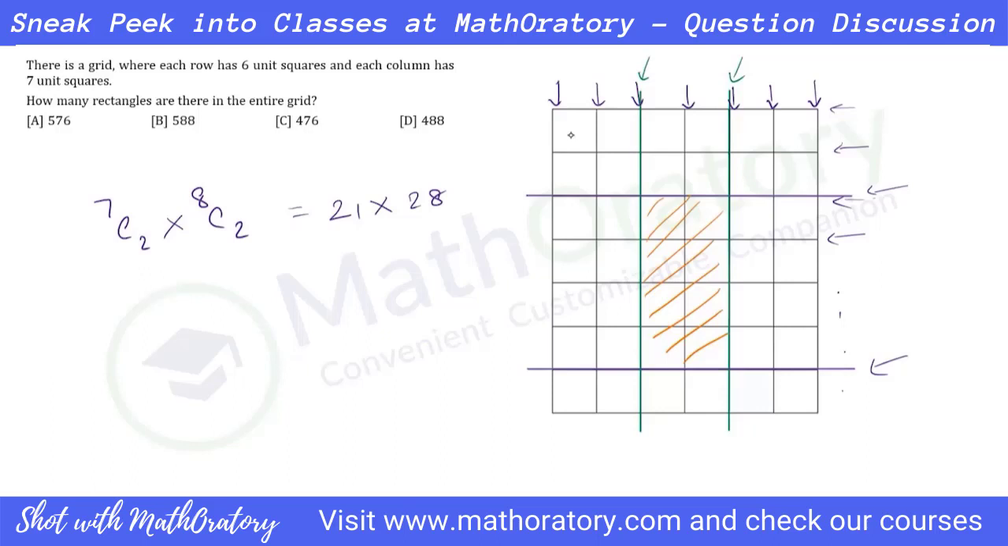So 21 into 28. Now the last digit is obviously 8, and even if you multiply something like 20 cross 25, that itself is 500, right? So this number should be greater than 500. So the answer is option B. Only one option is more than 500 as well as having a last digit of 8.